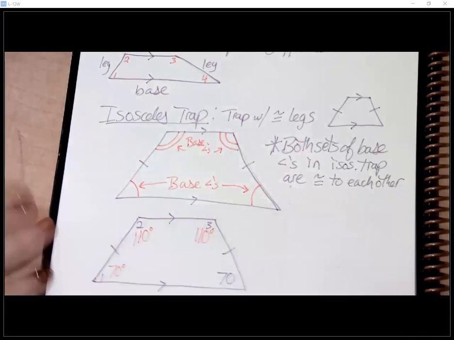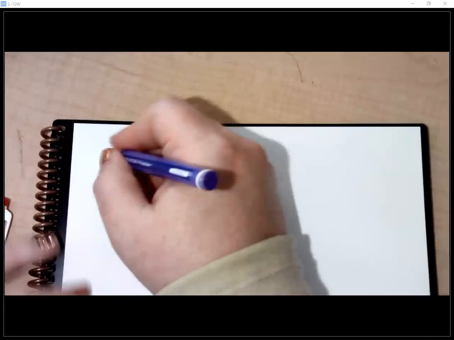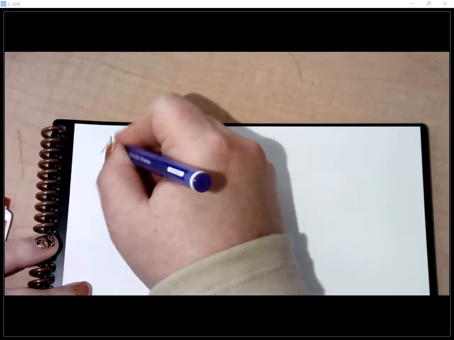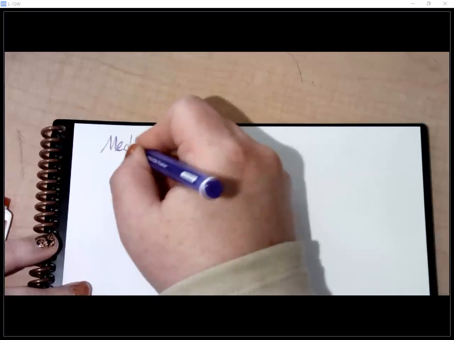Remember the segments in a triangle, the median, altitude, perpendicular bisector, all that? So we kind of have one segment in a trapezoid, the median. The median in a trapezoid is a little bit different because now we're talking trapezoids instead of triangles. Median in a trapezoid.